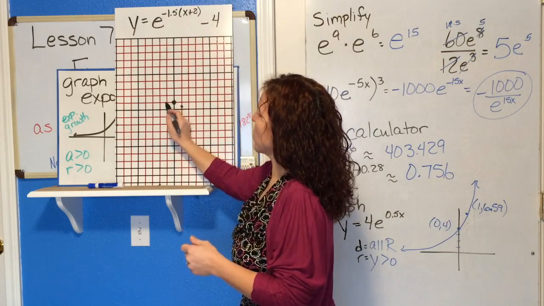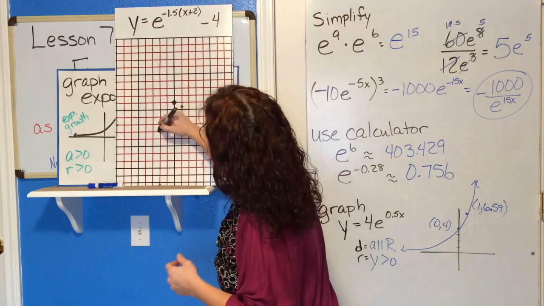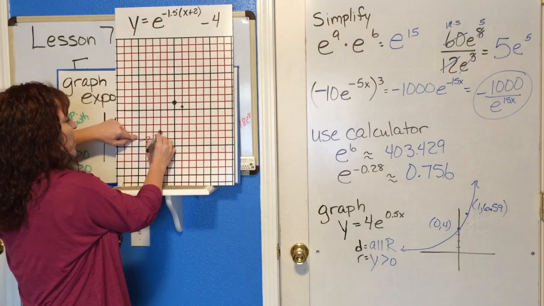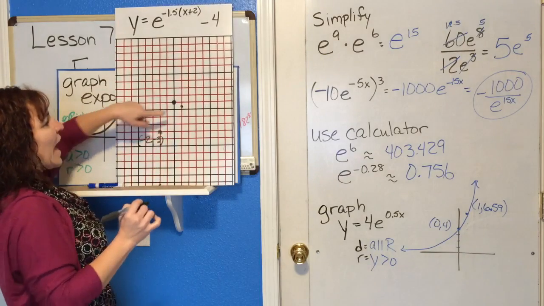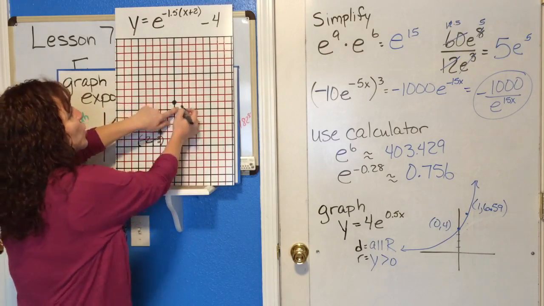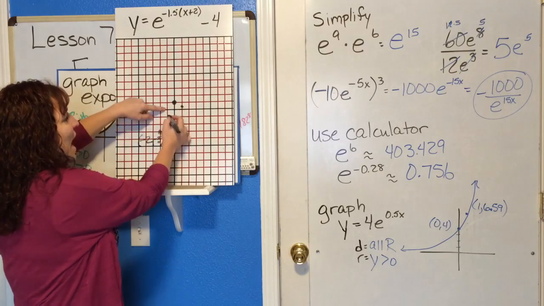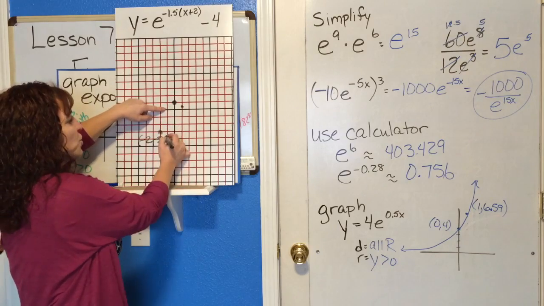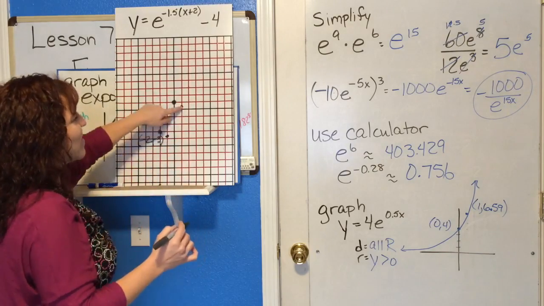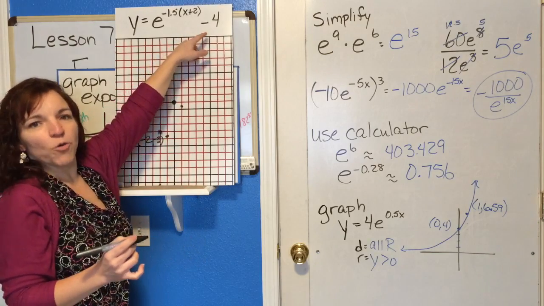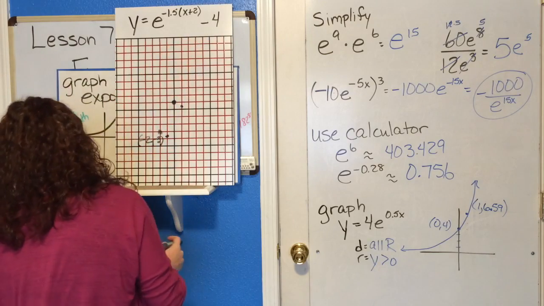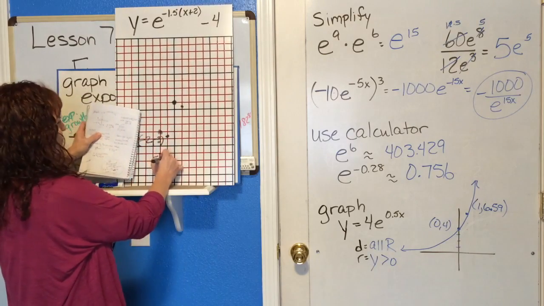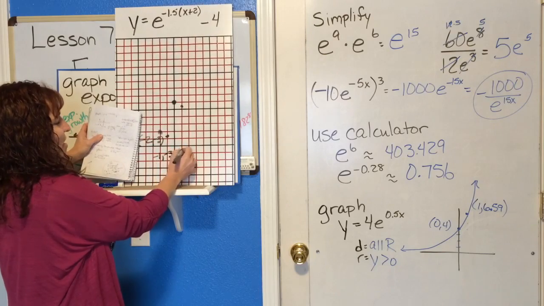So from this point, we're going to go left 2, down 1, 2, 3, 4. And so now this becomes the point negative 2, negative 3. And this one, you're going to go to the left 2, and that's easy. And then down 1, 2, 3, 4. And if you're kind of guesstimating it on your graph, that's fine. Or what you can do is take that 0.22 and subtract 4 from it to get an actual number. So this point is negative 1, negative 3.78.